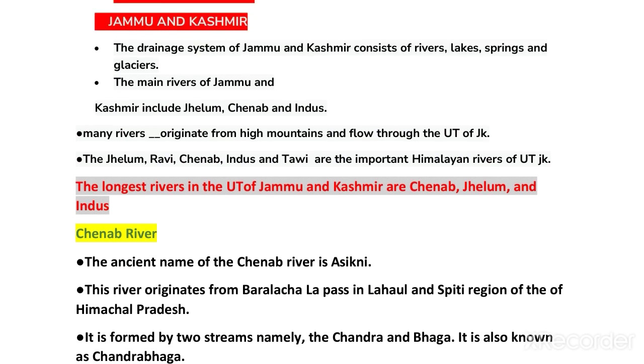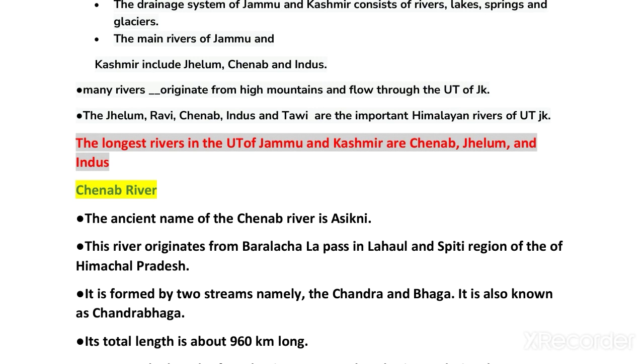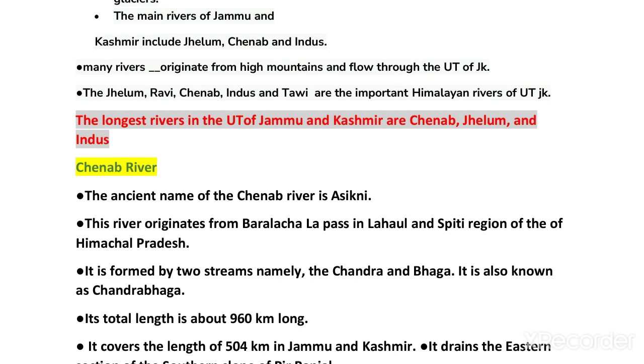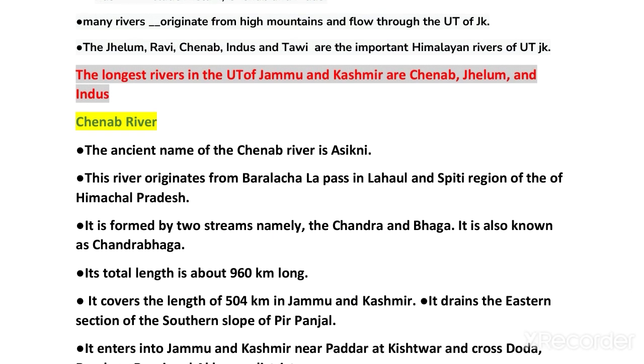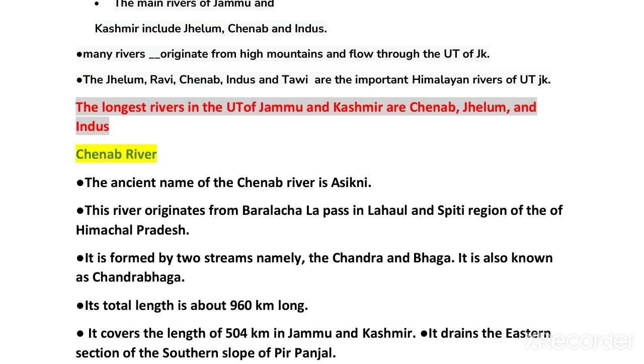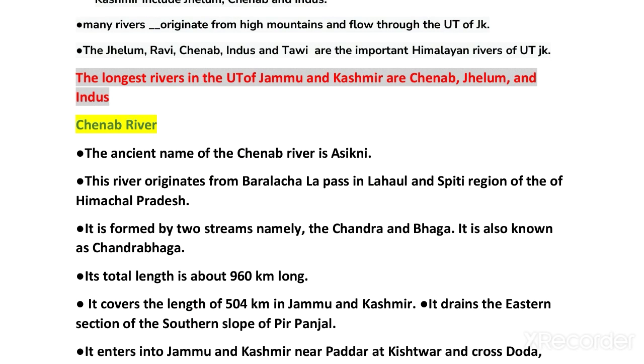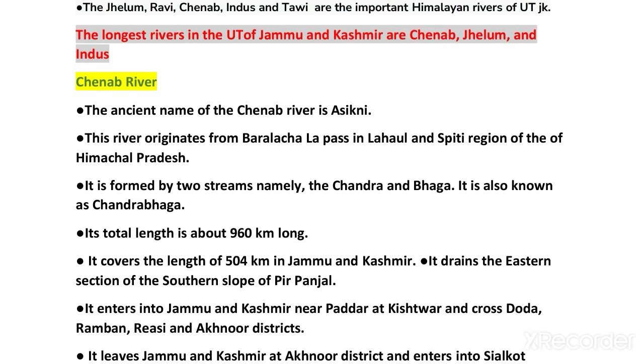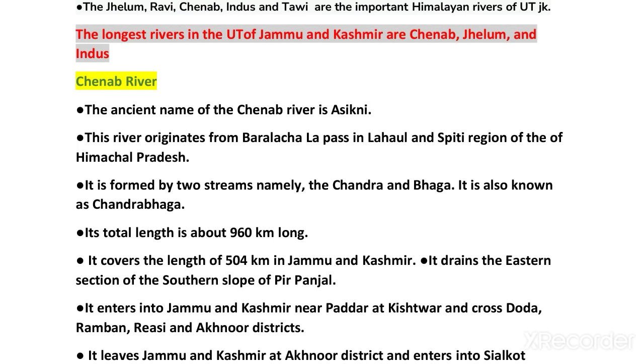Many rivers of the JK originate from high mountains and flow throughout the UT of JK. The Jhelum, Ravi, Chenab, Indus and Tavi are the important Himalayan rivers of UT JK. Here we will discuss the longest rivers in the UT of JK. They are River Chenab, River Jhelum and River Indus.